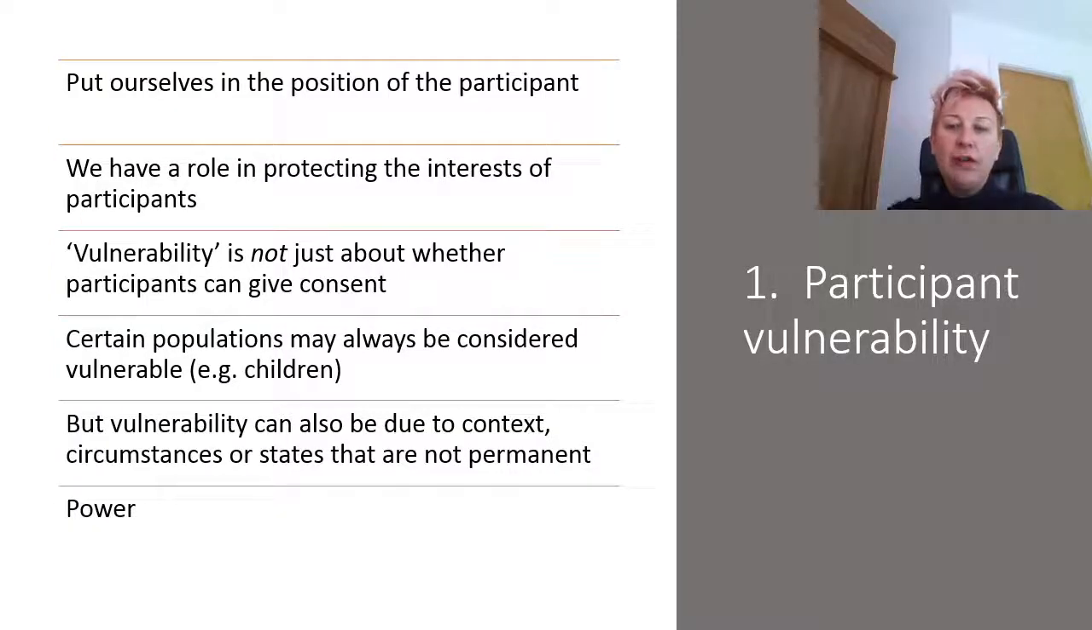So let's talk first of all about participant vulnerability. When you're planning your research project, put yourself in the position of the participant. Who's looking out for their rights and making sure that they are protected and not exploited or taken advantage of? We as researchers have a role and a responsibility to make sure that we protect the interests of participants. And when it comes to the ethical review of your project proposal, you may find that the reviewers raise questions about whether your participants are being appropriately protected. So if you can think about these things in the design of your project rather than at the end, then you will go a long way to reducing this potential risk.